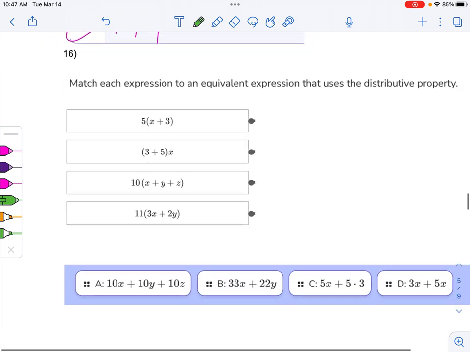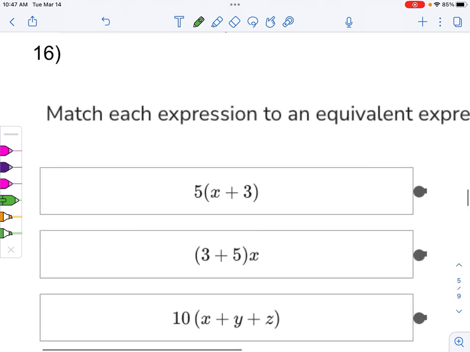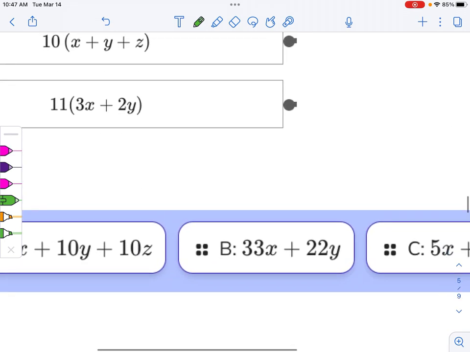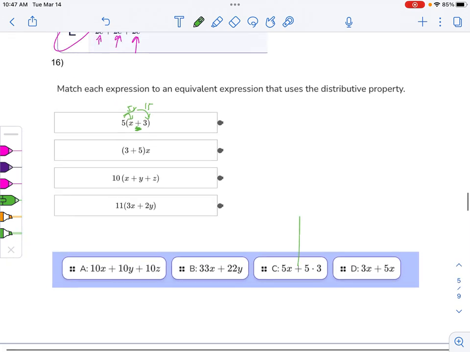Ooh, a little matchy-matchy. How exciting. All right, what's going to go with what? All right, so this guy right here, this is going to be 5x, and that's going to be a 15, and it's addition, so pay attention to that. So 5x plus 15. Yeah, this one.